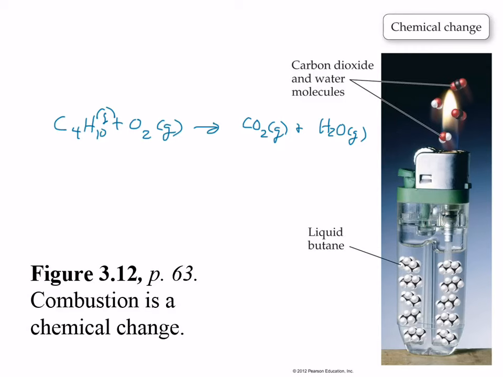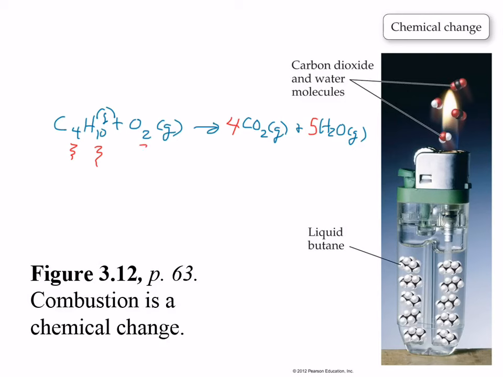Is that balanced? No. And again, I'm kind of getting ahead of myself, but let me go ahead and fix my carbons first. I can fix my carbons if I put a 4 in front of my CO2. Are my hydrogens okay? Nope. I got 10. How can I get 10 hydrogens over here with my water? If I put a 5 there, yep. So I usually balance my carbons and my hydrogens first. And then I'm going to go back and look at my oxygens.